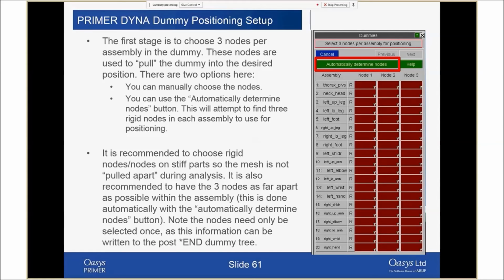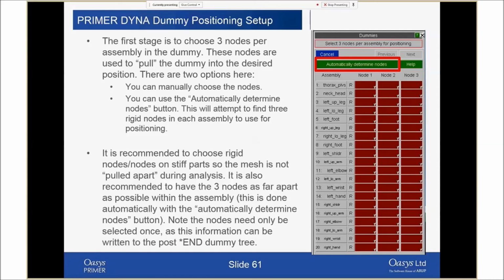Now in the latest version of Primer, version 13.1, there's an option on this panel that allows you to consider encrypted materials. So one issue that Primer has when working with the more recent dummy models is that the material data is encrypted. So Primer doesn't really know if something's rigid or not because the material card is encrypted. So there's an option now in this panel where Primer will take into account that there's some rigid materials in the model and use other information other than the material card to work out if something is rigid or not.